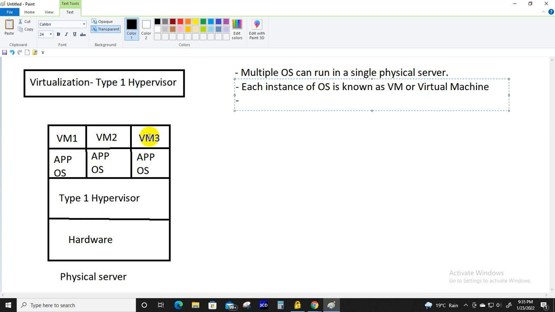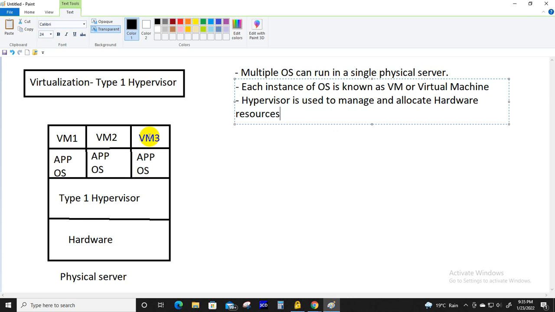Now, what is the function of the hypervisor? The hypervisor is used to manage and allocate hardware resources to each VM as per their need.